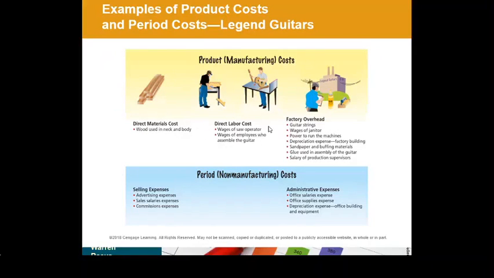So here I would like to make some correction. Guitar string can be considered as direct material, because if you don't have guitar strings on your guitar, that will not be a guitar. It will be a half finished, incomplete guitar. Therefore, I would like to say that the guitar string is included under the direct material cost here.